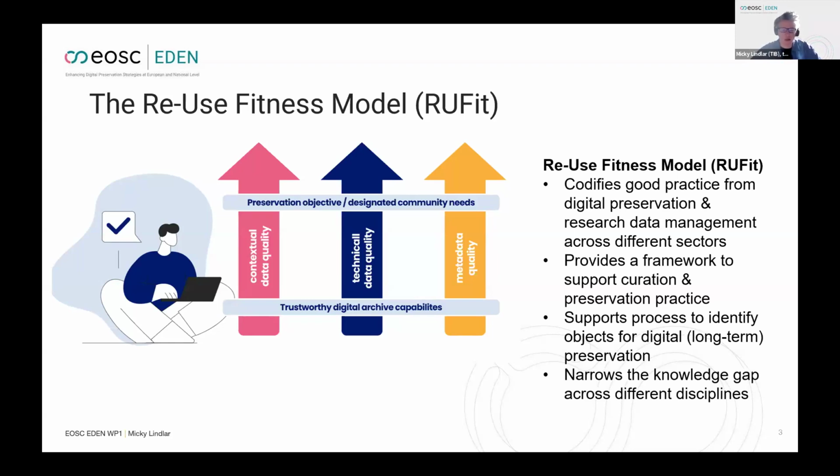So many of you probably look at this and say there's nothing revolutionary new about the framework. That is true, but it pulls together a lot of strengths that exist into one concise piece of information. That is then to be used to provide a framework to support curation and preservation practice. It supports process to identify objects for digital long-term preservation, but also quality from the get-go. Not only metadata is a love note to the future, I think solid quality is much more of a love note to the future. And through that, it narrows the gap across different scientific disciplines that exist in digital preservation practice.